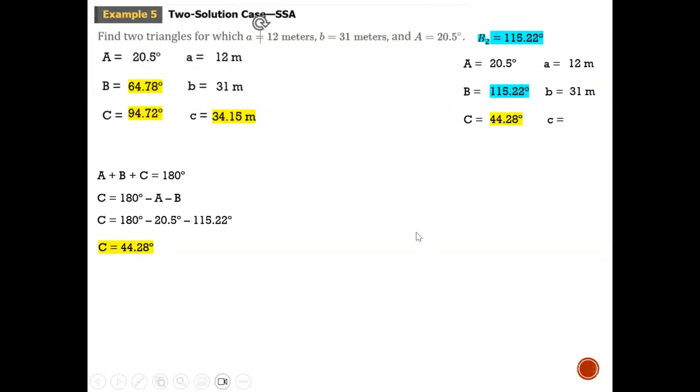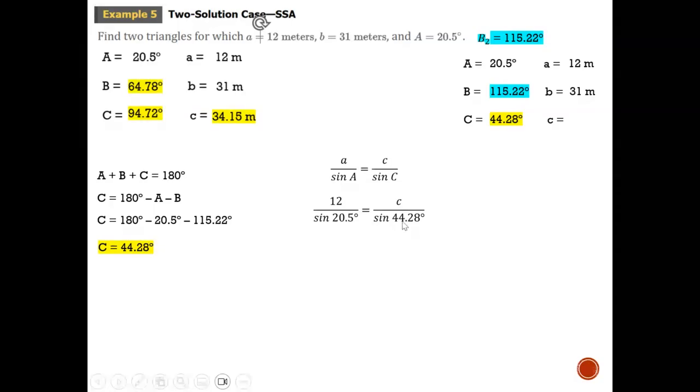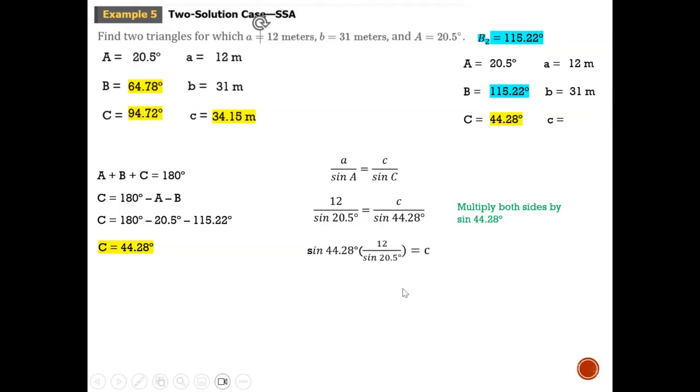Now to solve for side C, we use the combo A over sine of A equals C over sine of C. A is 12, and angle A is 20.5, so it'll be 12 over sine of 20.5. And angle C is 44.28, so it's going to be C over sine of 44.28. We multiply both sides by sine of 44.28. So it's going to give us sine of 44.28 times 12 over sine of 20.5 equals side C.